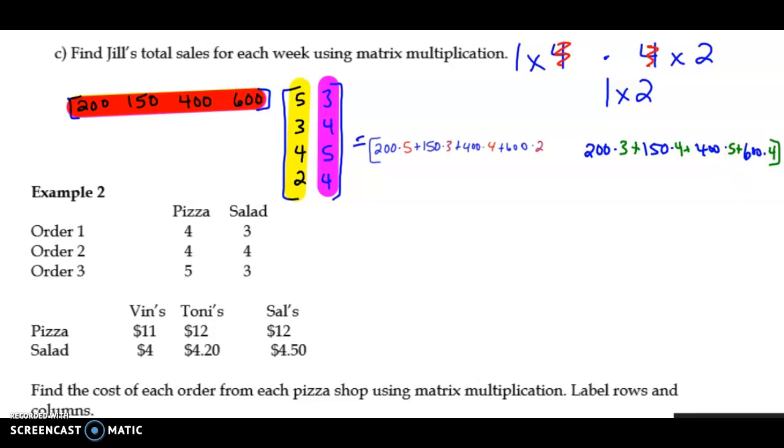If we simplify those, we are going to get this first row and first column to be 4,250. So that's how much money she had in sales during week 1. And then week 2, it will be $5,600.